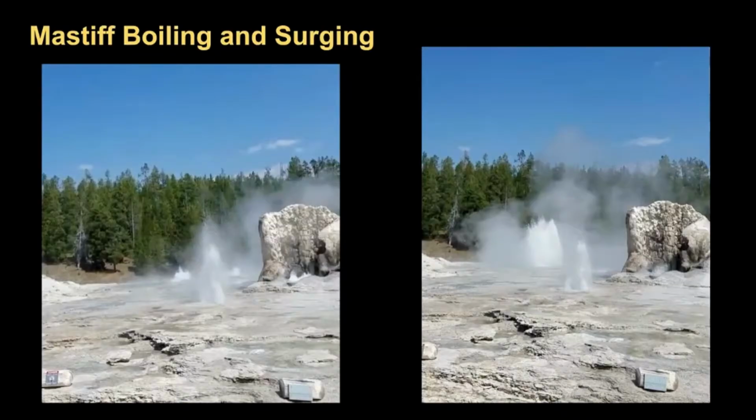And then the photo on the right is a really nice boil, a surge really, from Mastiff. So it's going to get convex over the vent. It's going to become wide. You can see it's almost to the height of Giant's Cone here. Giant's Cone is 10 feet tall for a frame of reference. It has been known for Mastiff to surge up to 15 feet without triggering an eruption. So that is rare, but it has been seen.